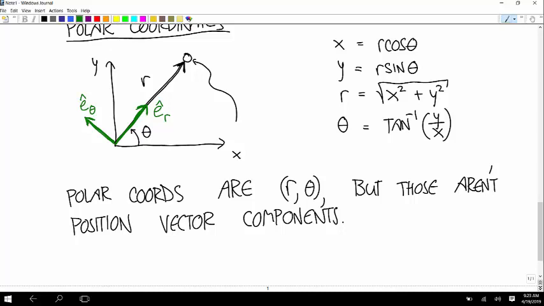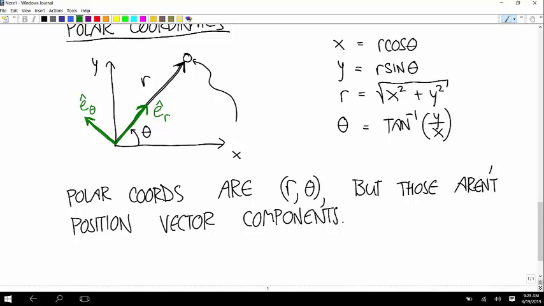The what? Yes, right. And yes, these relationships are sort of like the rotation matrix to go back and forth.